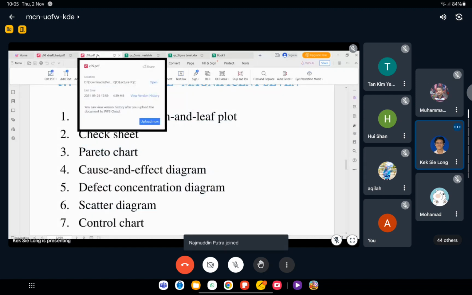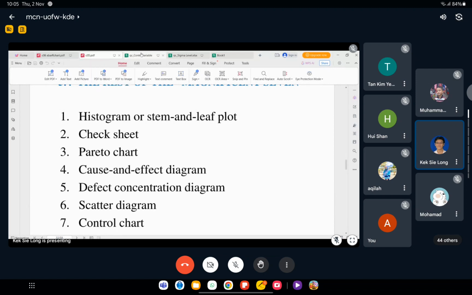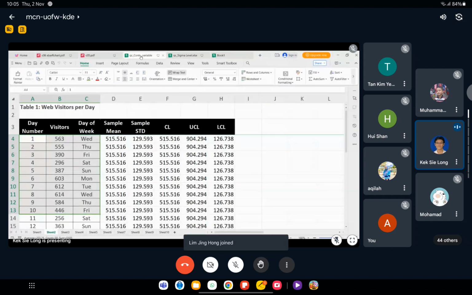You might have many questions. What is this data? Maybe from the title you know, web visitors per day. Then day 1 until day 10. Okay, from Sunday to Saturday. Okay, fine. How many visitors for the corresponding days? That's all. Then from this data, maybe you can only guess. First day 563, second day 555. It means that it's a reduction.